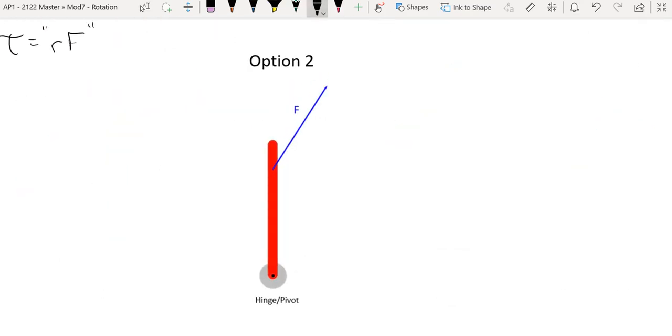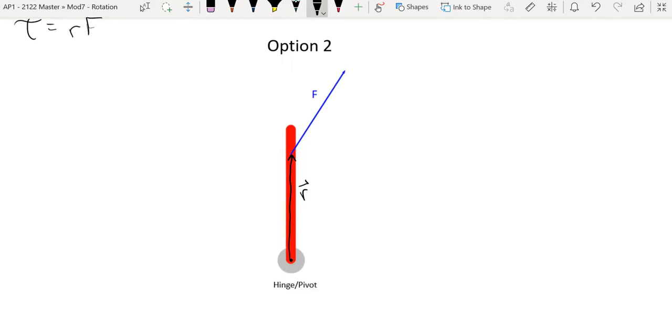Now option two, same situation. We still have this vector R. What you can do is extend the line of action of force F. This is called the line of action of force F. Now we can draw a component of R that's perpendicular to that line. This is called R perp.